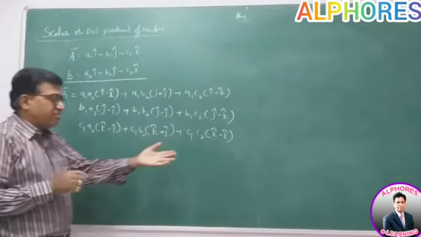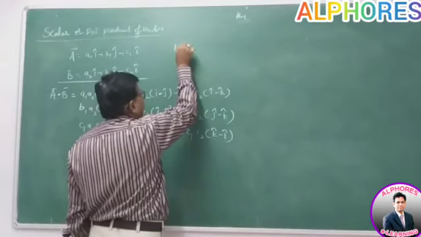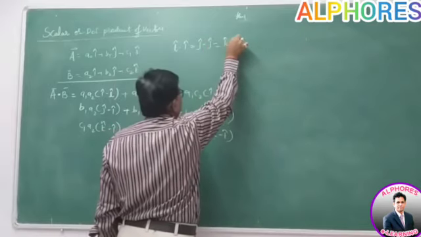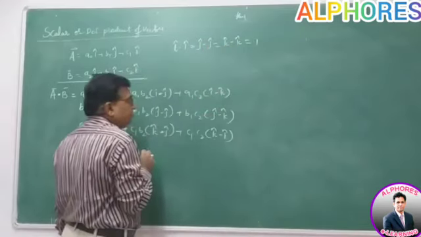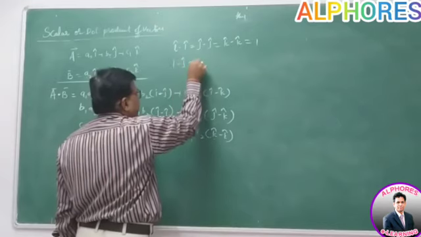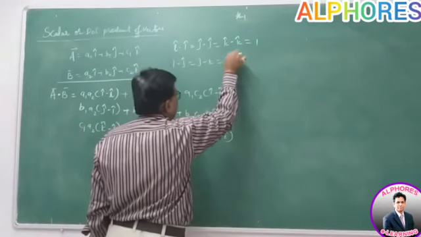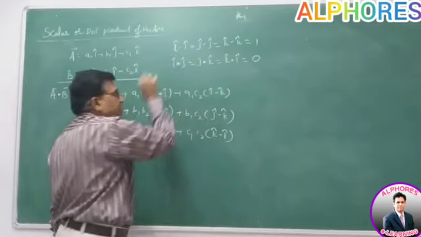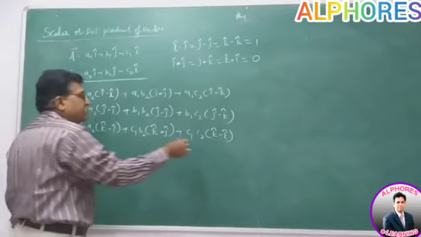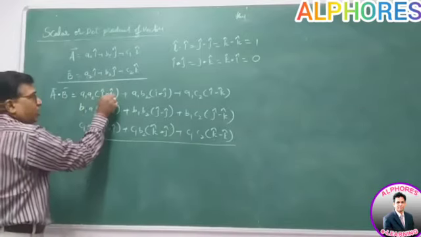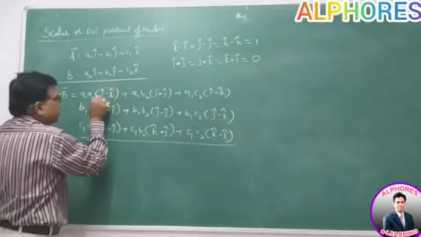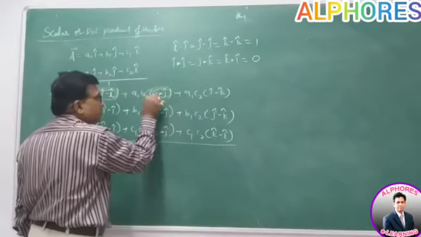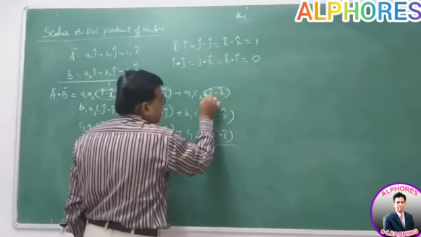But you know, just now I have given that i dot i, j dot j, k dot k is equal to 1. And i dot j, j dot k, k dot i, this dot product is equal to 0. So applying these, you see i dot i is 1, so this term comes up to be 1. But i dot j is 0, so this term comes out to be 0. i dot k is also 0.